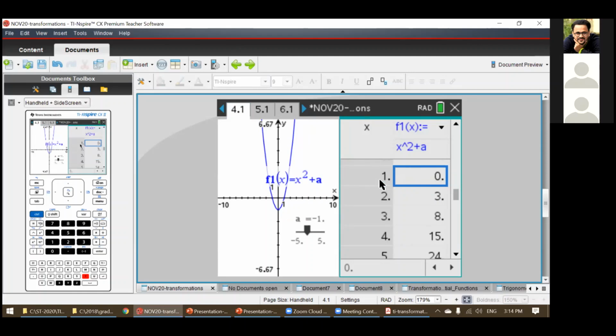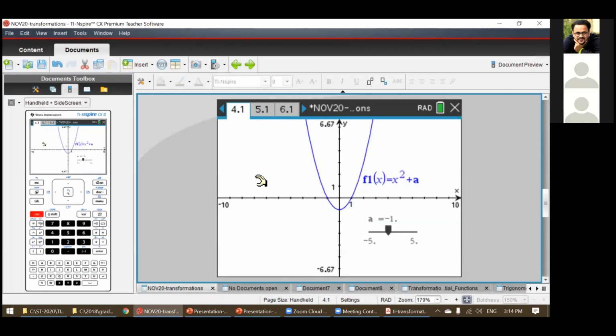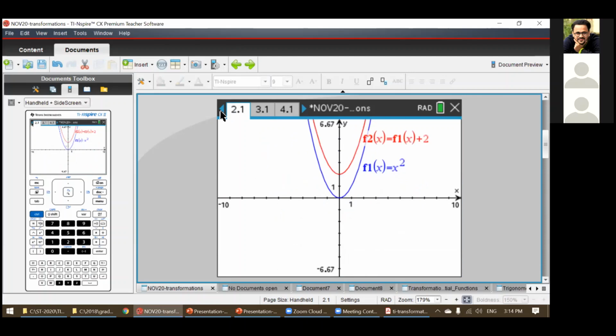So it's always nice to see, okay, when X was 1, you know that on the transformed graph, it took a value of 0 and so on. Okay. This feature is, and you can always hit Control T and Control T again, and you have your original graph back.